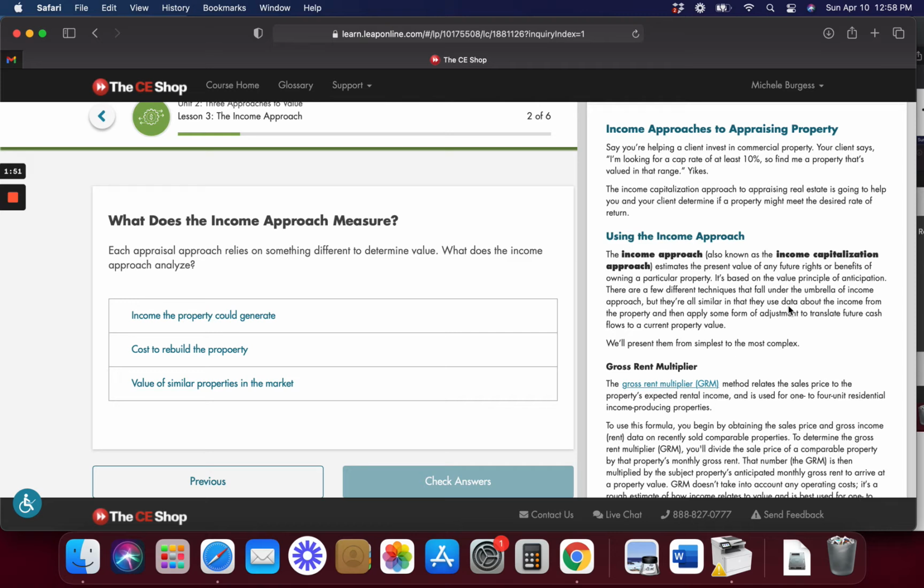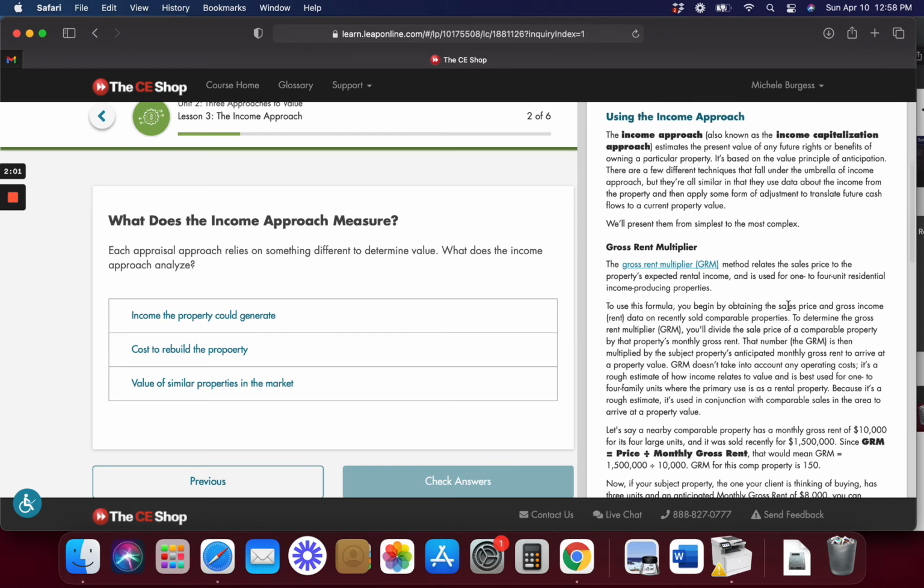The income capitalization approach to appraising in real estate is going to help you and your client determine if a property might meet the desired rate of return. The income approach, known as the income capitalization approach, estimates the present value of any future rights or benefits. It's based on the value principle of anticipation.